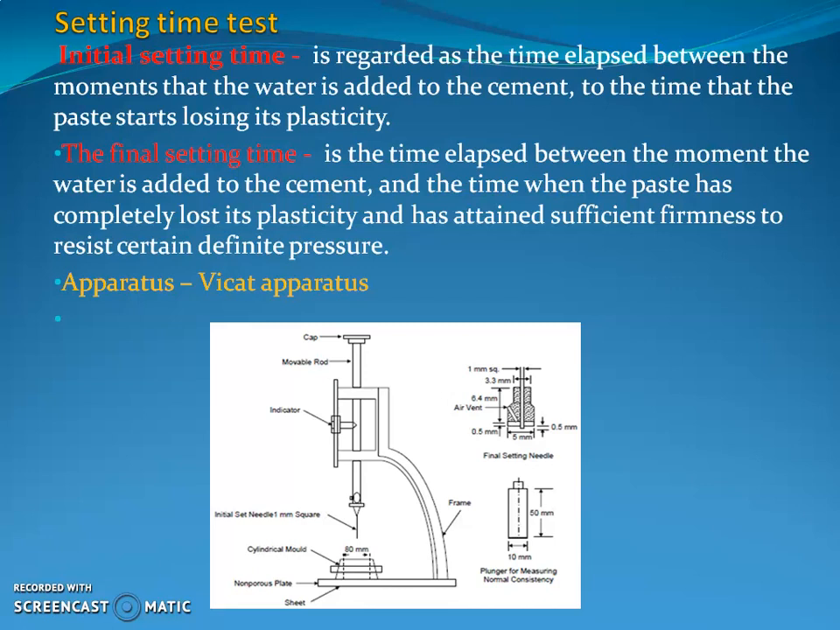Now for this setting time test, Vicat apparatus is to be used. Now what is initial setting time? It is the time elapsed between the moment that the water is added to the cement and the time that the paste starts losing its plasticity. And what is final setting time? It is the time elapsed between the moment the water is added to the cement and the time when the paste has completely lost its plasticity and has attained sufficient firmness to resist certain definite pressure.